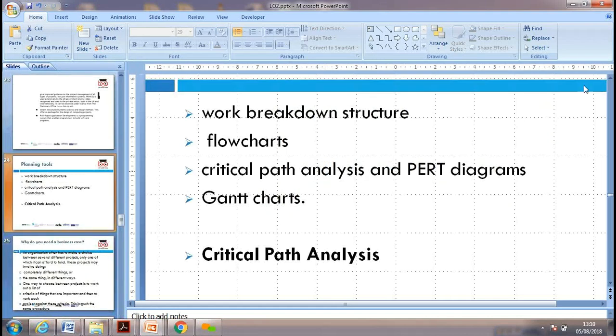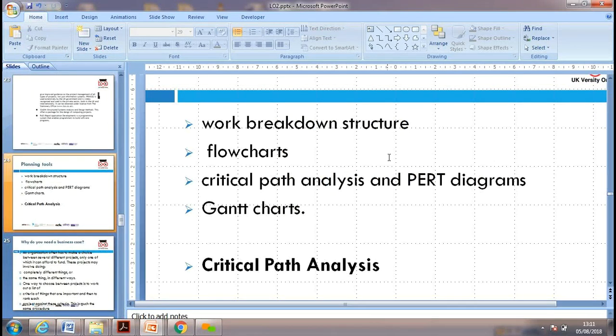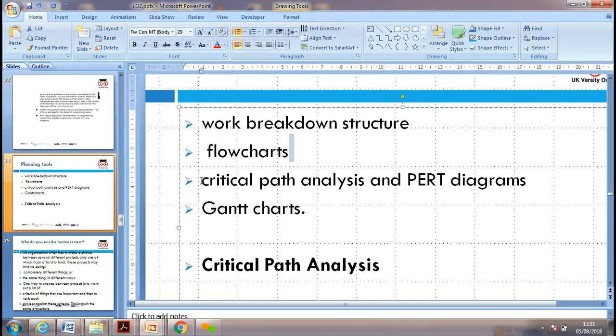Okay, next we're looking at the planning tools, which we discussed during our last lesson as well. Work breakdown structure, yes, we discussed. Flow chart, which activities when, critical path analysis and PERT diagram, Program Evaluation, which is like the network diagram we discussed last lesson. Gantt chart, like Gantt. I'll show you a couple of critical path analysis.